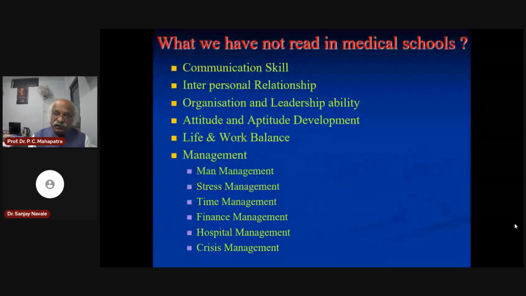And if you have a hospital, although the managers are there, you should know something about hospital management. And last but not least, the crisis management. The emergency management and the crisis management is important. These are some of the components; the syllabus should include them in the curriculum.